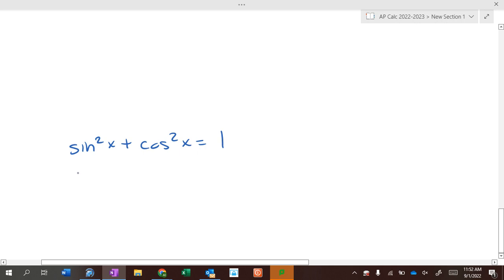And then, let's see if I can remember this. Cosecant squared of x equals cotangent squared of x plus 1. And secant squared of x equals tangent squared of x plus 1. Those are our 3 Pythagorean identities.